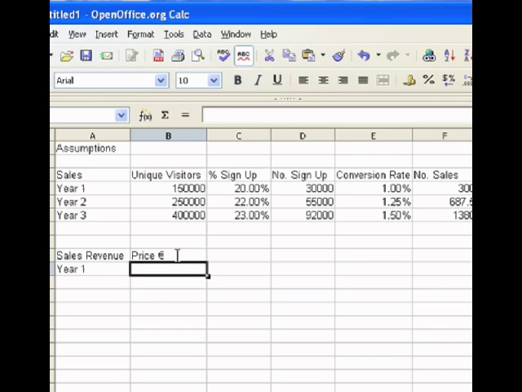Now it's important when you're doing this to multiply the cells together and not multiply the figures. This will allow you then to change various things in your assumptions, and then it will have a knock-on effect on other sheets that you're using. So for instance, we'll multiply the cell for our price for year one by the cell for a number of sales, and we get 300,000. And we'll do the same now for year 2 and 3 to work out our sales revenues.